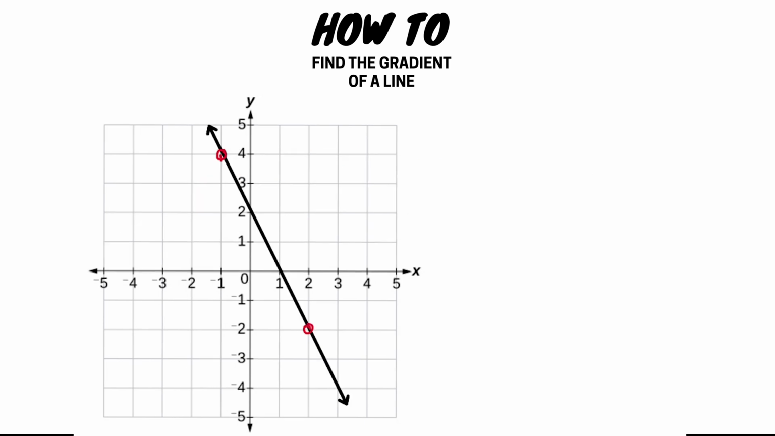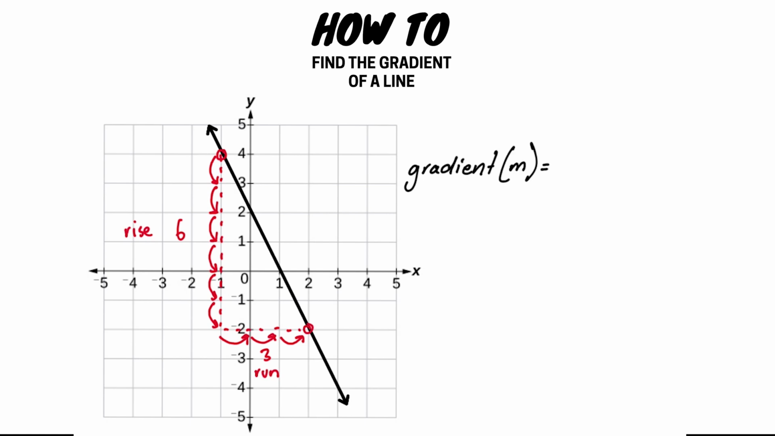Identify your 2 points on the grid and calculate your rise and your run. So the rise is 6 and the run is 3. Therefore, our gradient is going to be 6 over 3, which simplifies to 2.